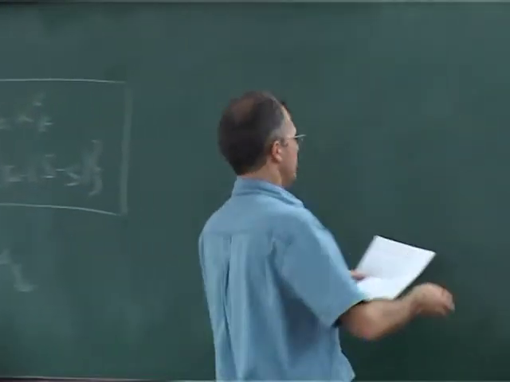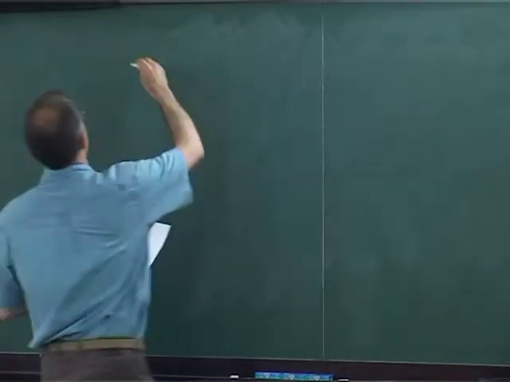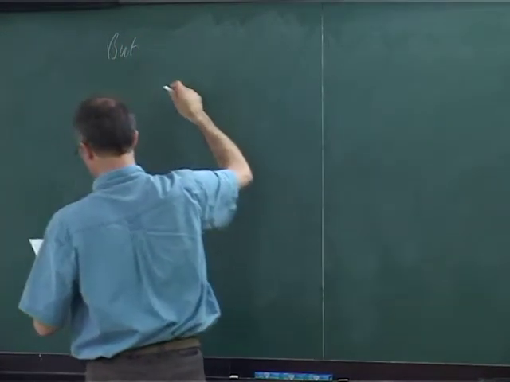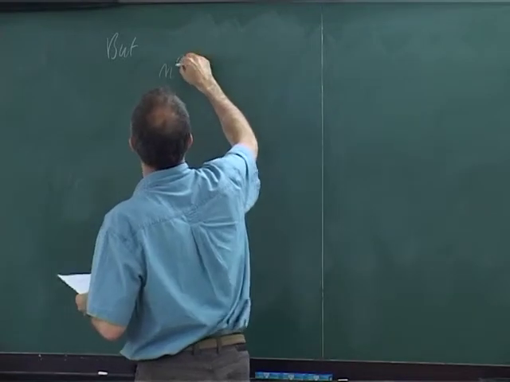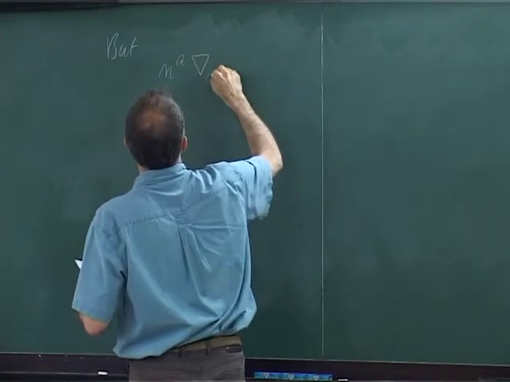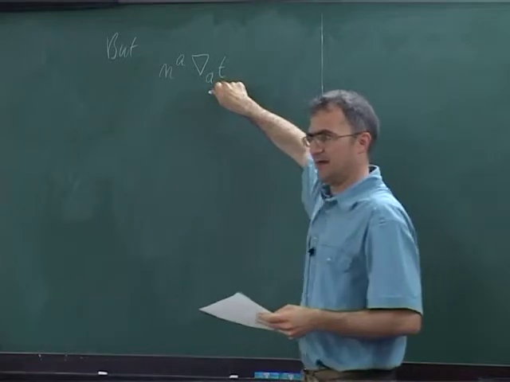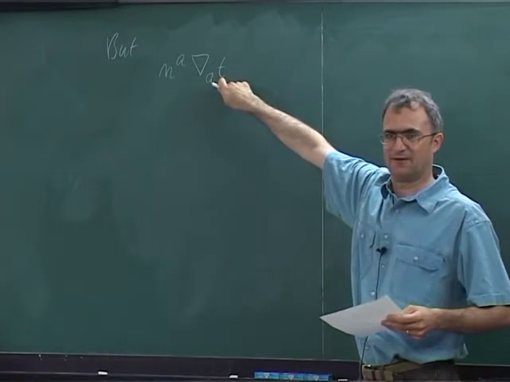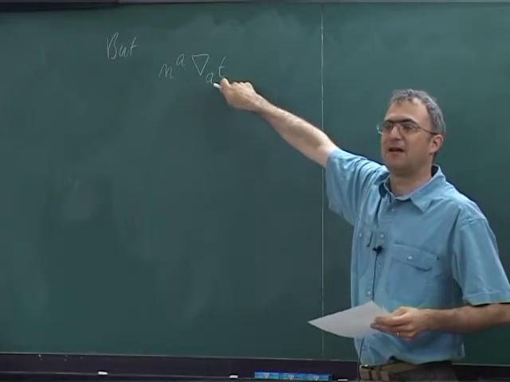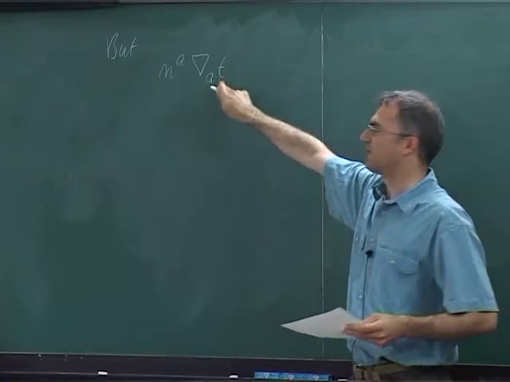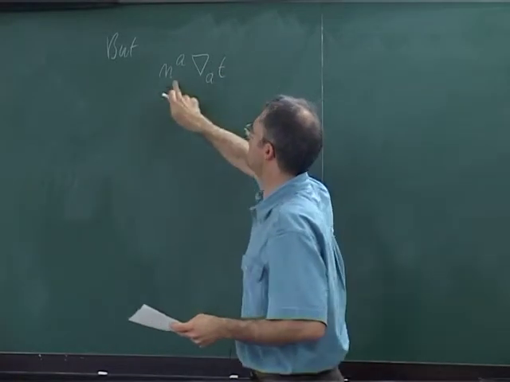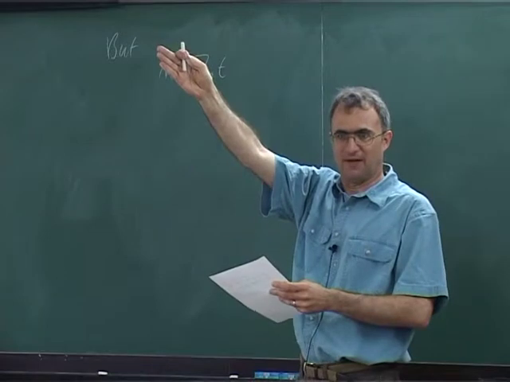But it turns out that's not true for n. And we can see that from the following. We could check by how much the label t changes, our function t, the level surfaces of which define our hypersurfaces, when we go in the direction of n.